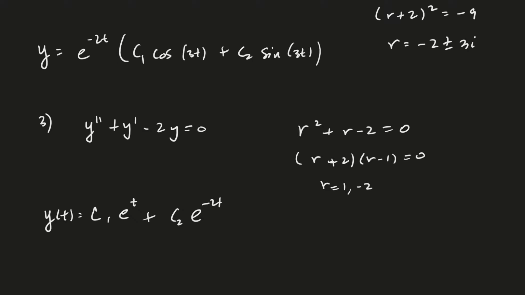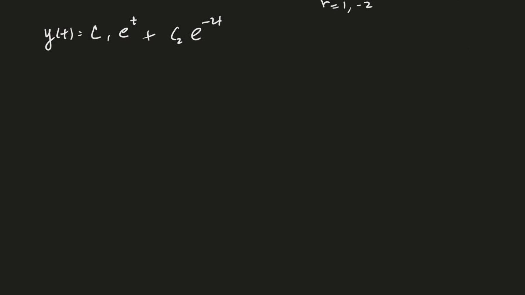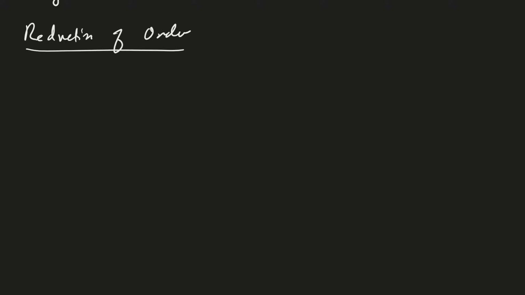Okay, let's try one more example, and this time I'm not going to solve. I'm going to see if you can remember your reduction of order. And so we'll do an example of that. Suppose I've got the differential equation t squared y double prime minus 4t times y prime plus 6y equals 0, and I know that y1 is equal to t squared. Can we use reduction of order to find the second solution? Do you remember what it is?